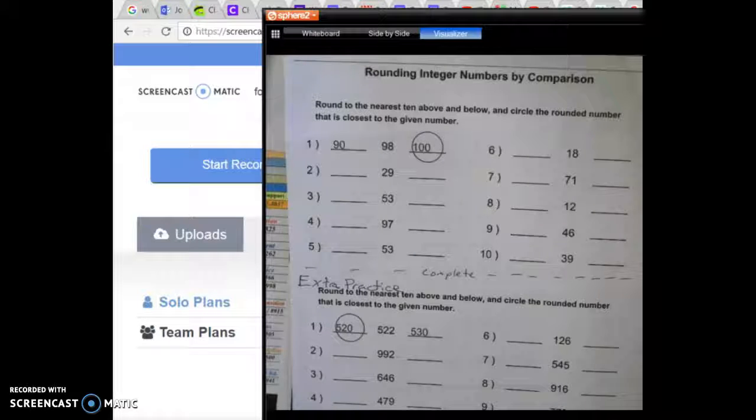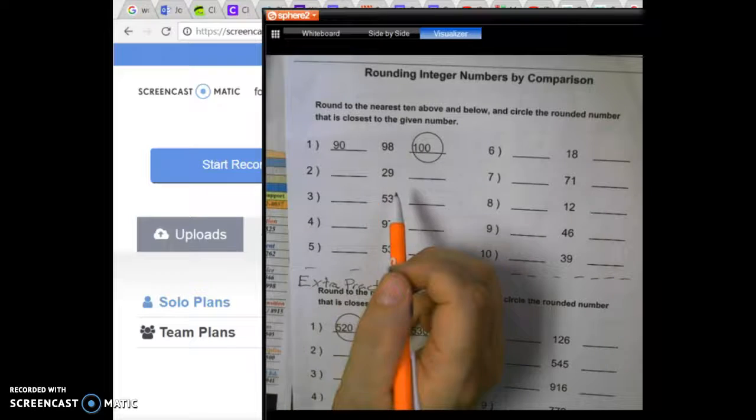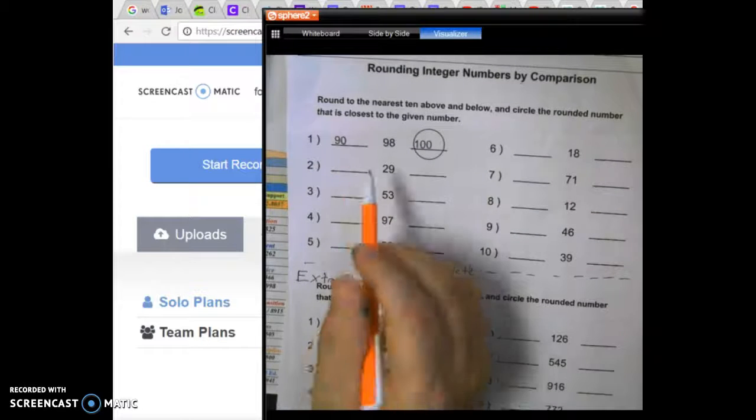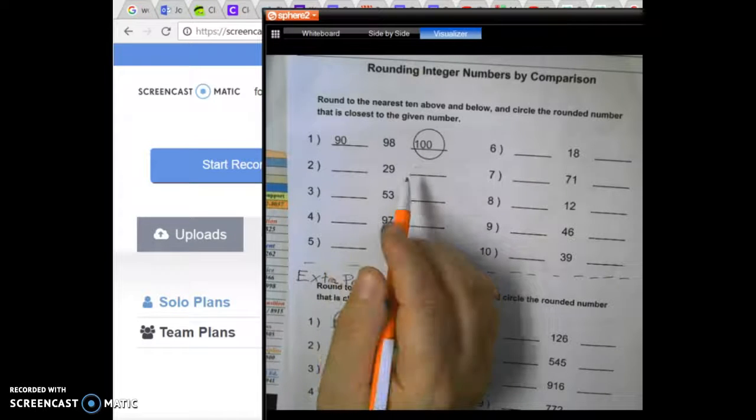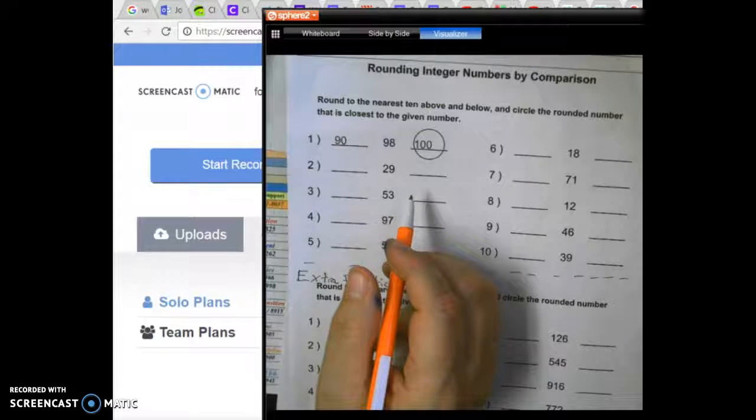Hello, we're doing another lesson on rounding numbers. This time we are looking at numbers that are in between 10 and 100. So most of your two-digit numbers we're going to be looking at for rounding.